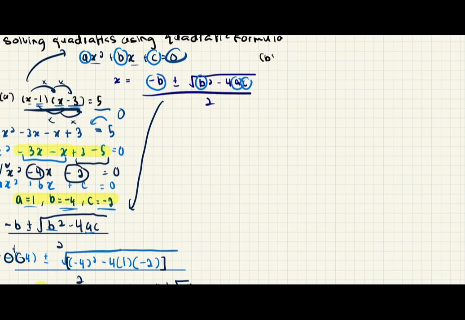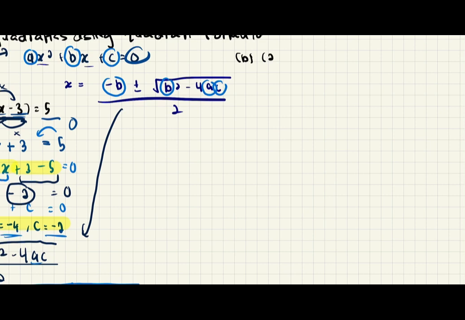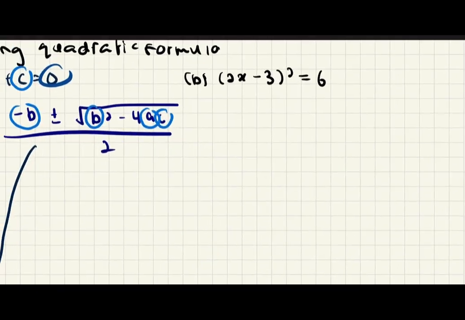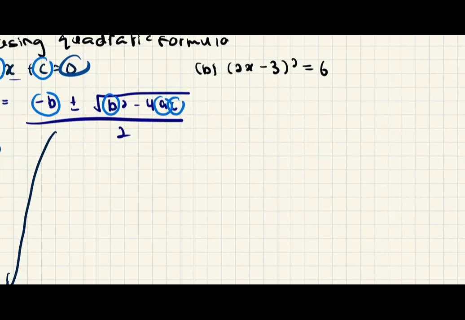Okay, negative, 2x minus 3 equals to 6. Okay, so now what we're going to do here, we expand, just simply expand. So this is 2x minus 3, 2x minus 3 equals negative 6. So simply just expand this, very easy. You can do this in your head.